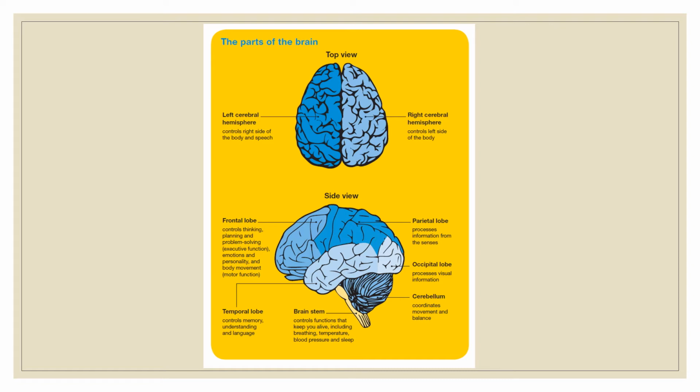And then the parietal lobe. This lobe processes information from the senses. So they may have speech problems, inability to write, and some spatial disorder. Occipital lobe. This processes visual information. So they'll have vision changes and they can have some seizures.